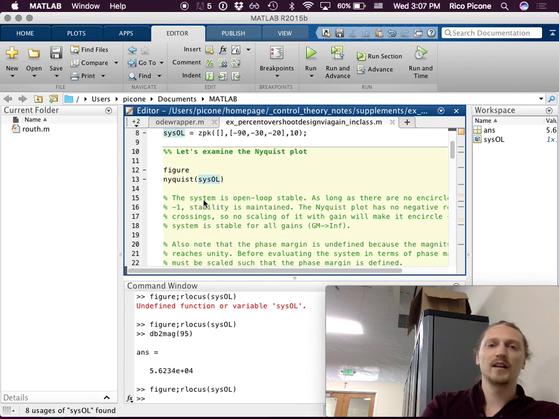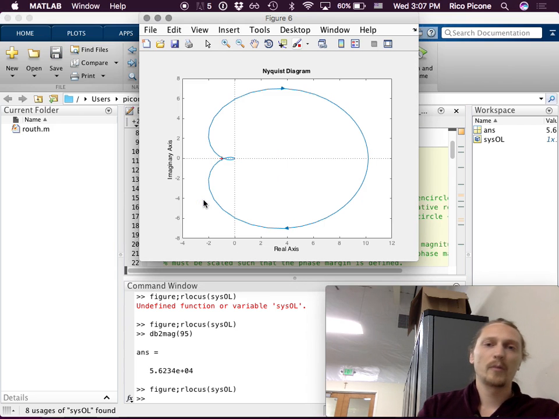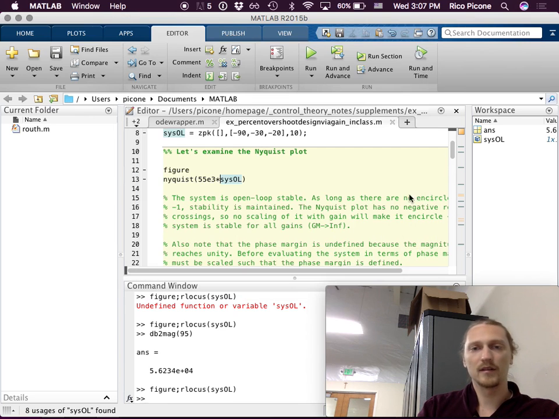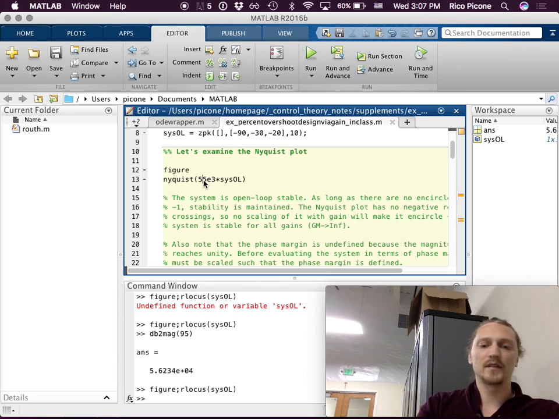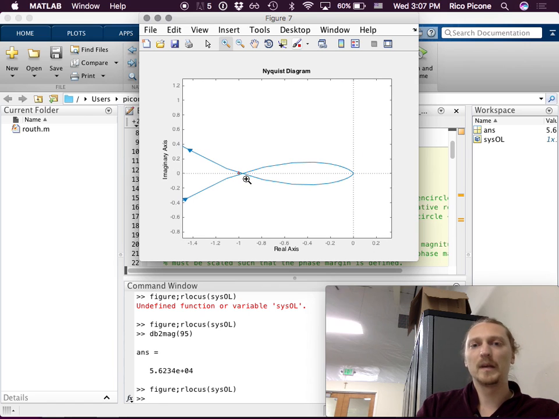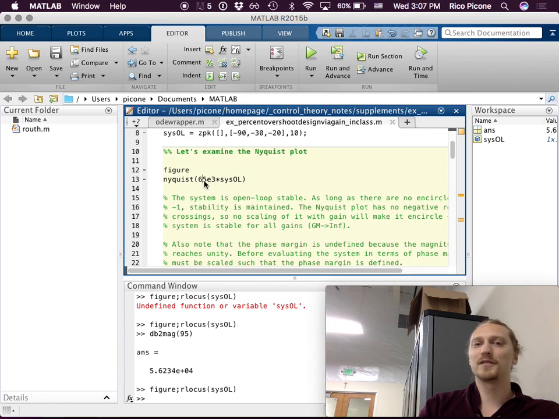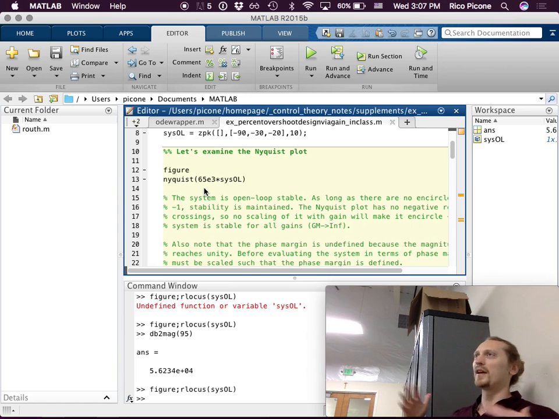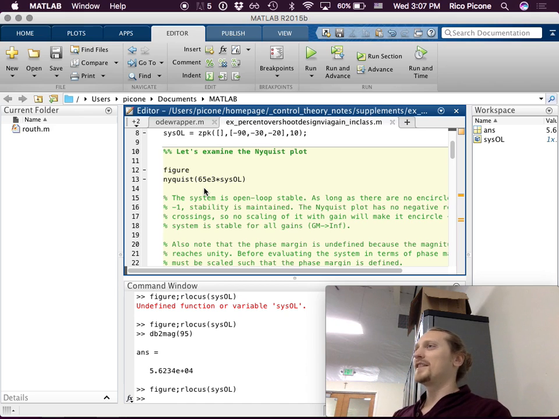So like we could do 56E3, and we're getting close. Yeah, so we could bump it up. Let's do like 65,000. So we could interpret this from the Nyquist plot. We have lots of ways to cut it now, but the more ways you can analyze a system, the more intuition you're going to have for it and how it's going to behave. So, yeah, and then we could continue this.